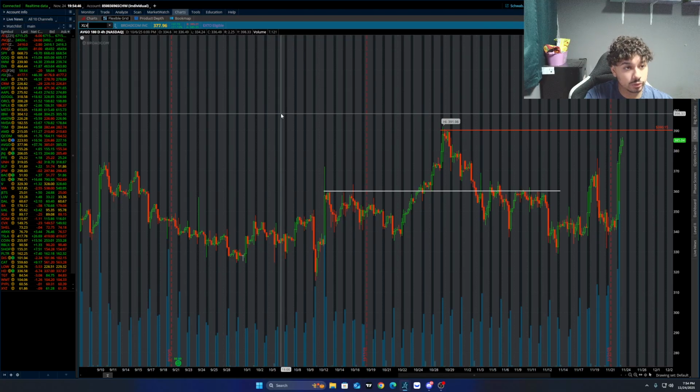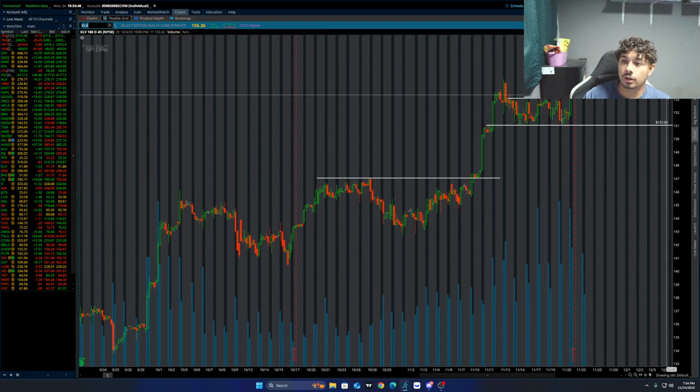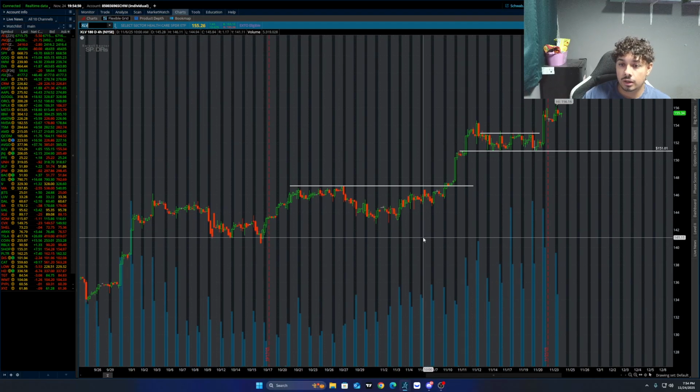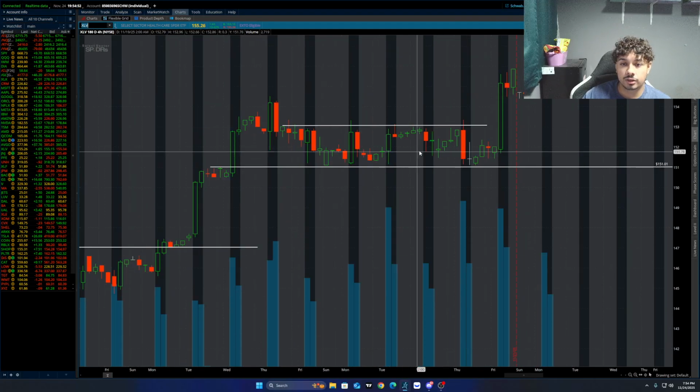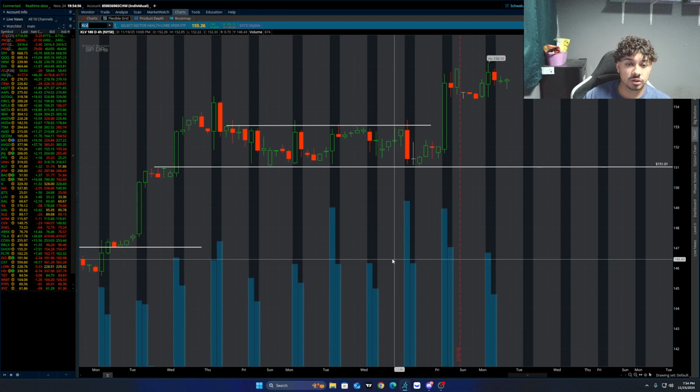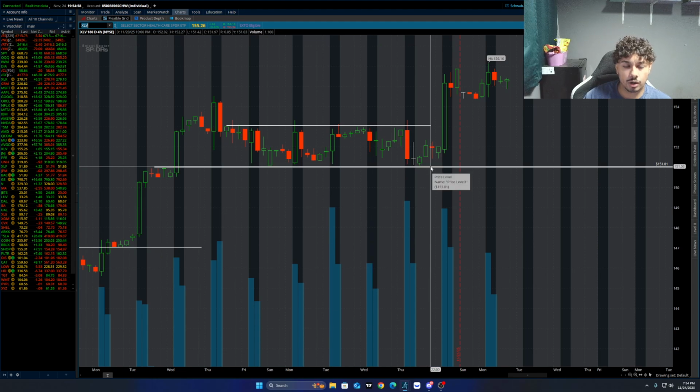AVGO, XLV, new sector, health sector. So I believe for this one we said this was in a base, and once it breaks out of that base, you're gonna want to enter. For this one, I believe we said our buy-in is right here. But if it rejects here, then short it. As we can see on Thursday, it rejected from this level.